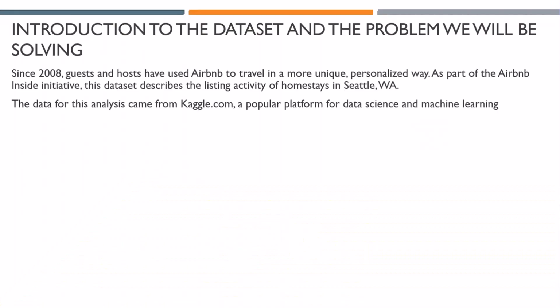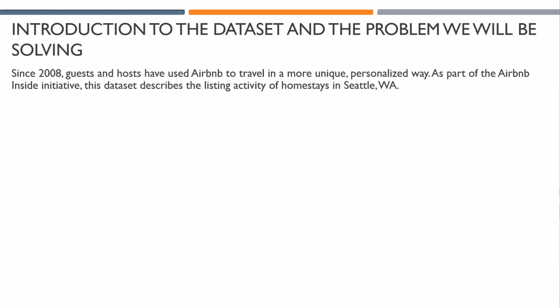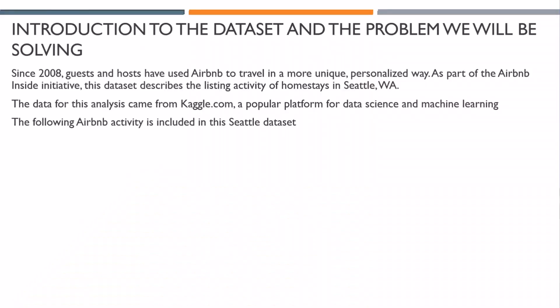Since 2008, guests and hosts have used Airbnb to travel in a more unique, personalized way as part of the Airbnb Inside initiative. This data set describes the listing activities of homestay in Seattle, right? The data for this analysis came from Kaggle.com. You can actually go to Kaggle and get some other interesting data as well. It's a popular platform for data science and machine learning. You can get any data you need there. So myself and my team extracted the data from Kaggle and we use it in designing the exercise for this course. The following Airbnb activities are included in this Seattle data set.